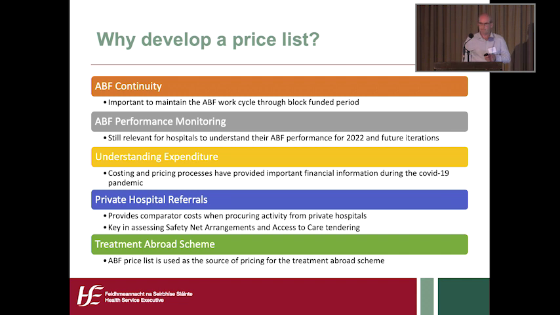So given that everything had gone wrong and the fact that we're actually blocked funding, then why have we bothered to generate a price list? Well, first of all, and Brian mentioned it, was ABF continuity, and it was important for us in the HPO and everybody out in the hospitals just to maintain that ABF work cycle, to keep that information flowing in, because it was hugely valuable to us.